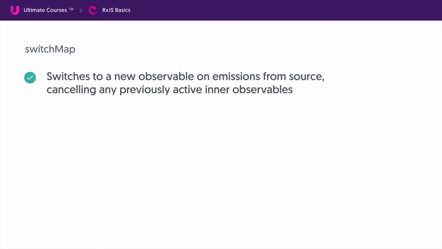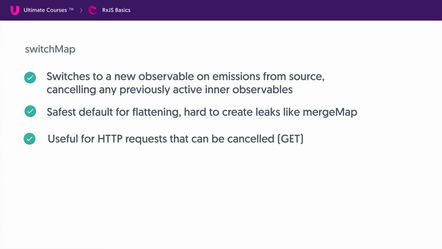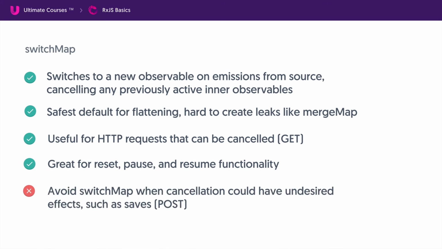To recap, the switchMap operator maps and switches to a new observable on each value, canceling any previously active inner subscriptions. Because of switchMap's canceling behavior, I consider it the safest default for flattening operators, as it's much harder to create leaks by accident with long-running inner observables like you can using mergeMap. Some primary use cases for switchMap include HTTP requests that can be canceled, such as GET requests, and implementing any functionality surrounding resetting, pausing, and resuming. You should avoid using switchMap when cancellation can have undesired effects, such as saves.